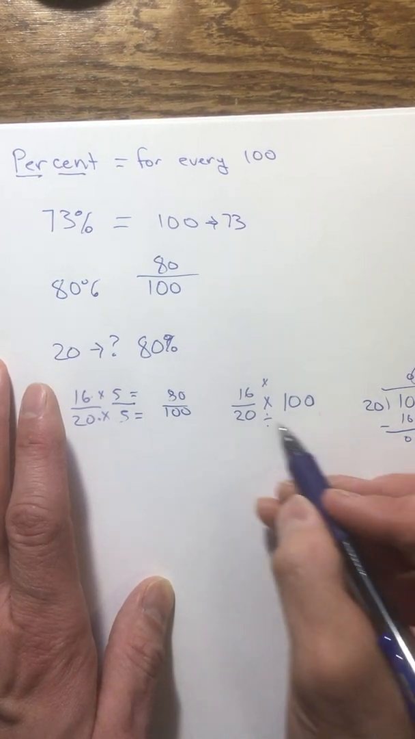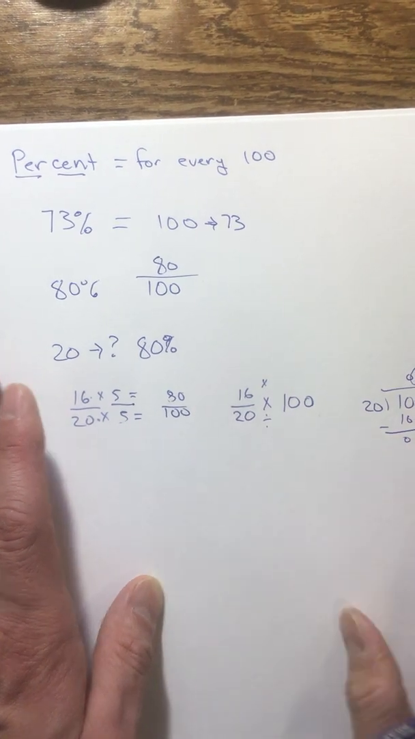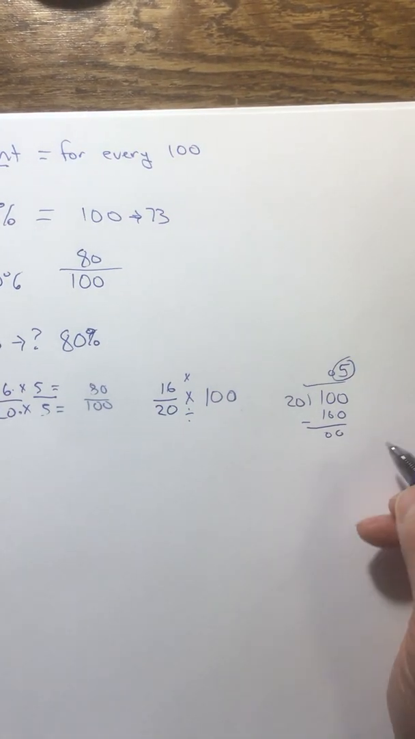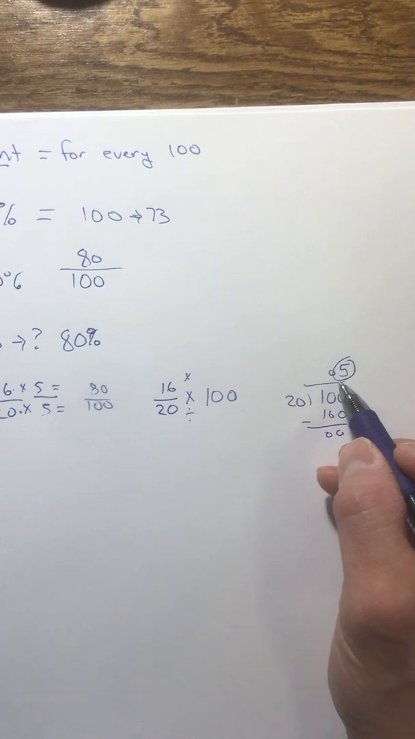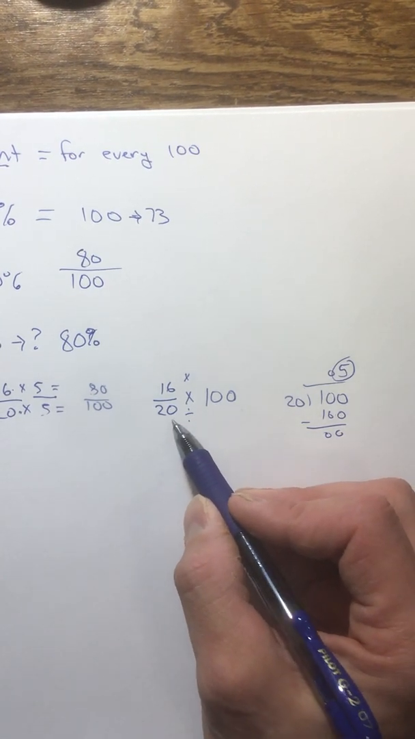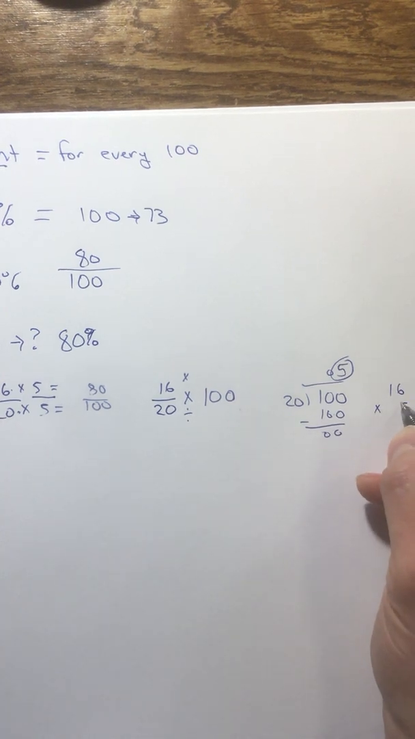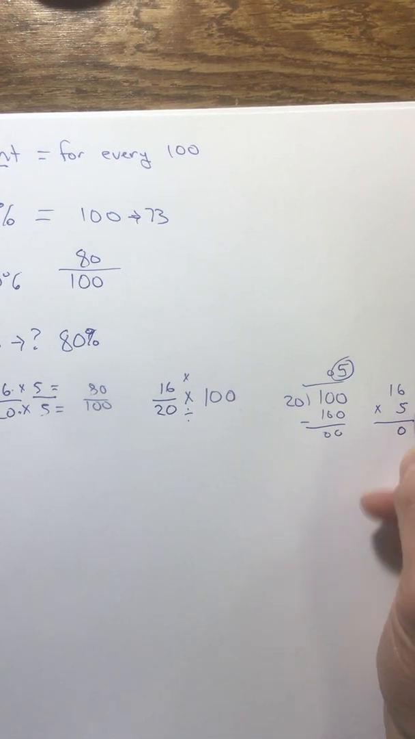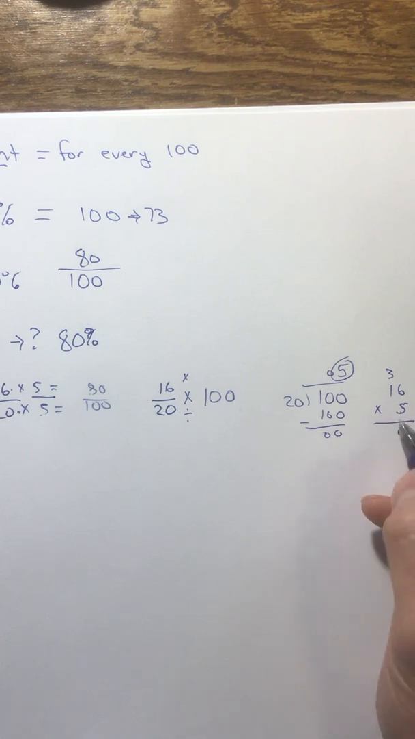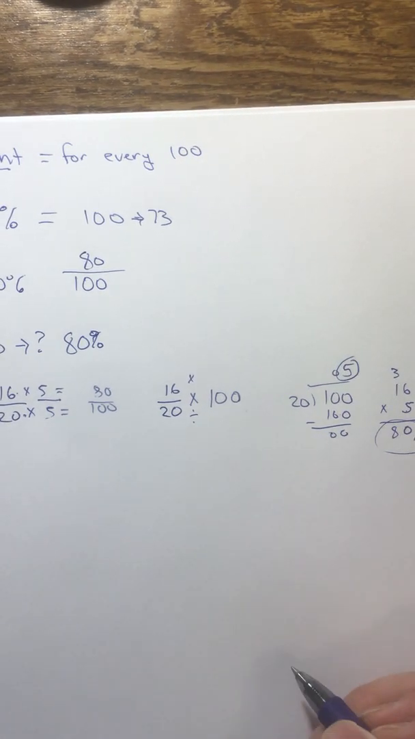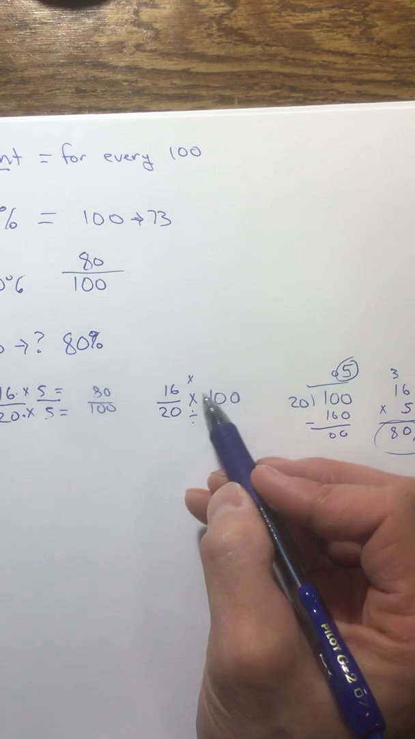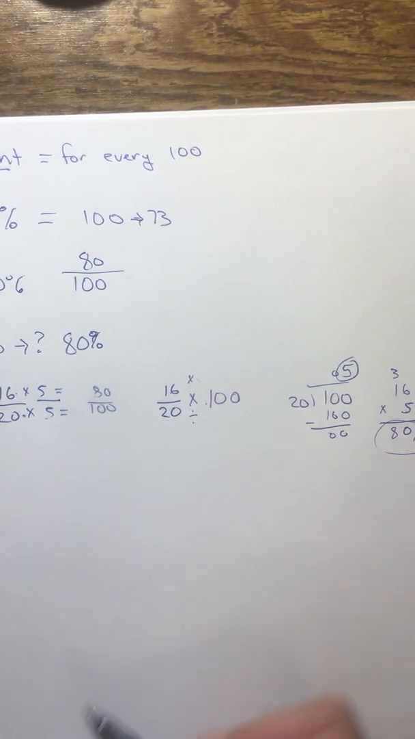But I'm not done yet. All I've done is divide by the bottom. You can't even see that, can you? There you go. All I've done is divide by the bottom. I've got to take this 5 and times it by the top. So 16 times 5. 5 times 6 is 30. 5 times 1 is 5 plus 3 is 8. And there's my 80%. Times by the top, divide by the bottom. I could have done it in the other order.